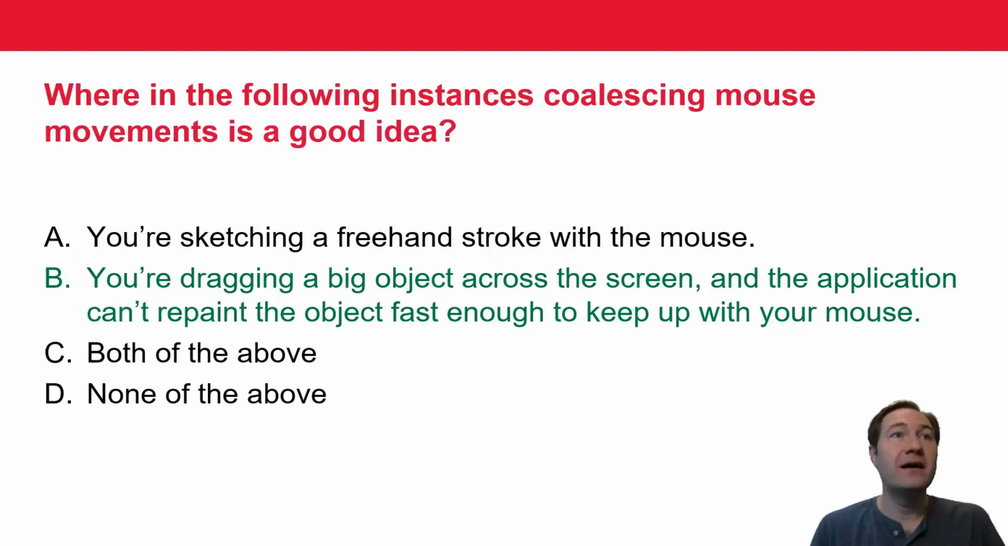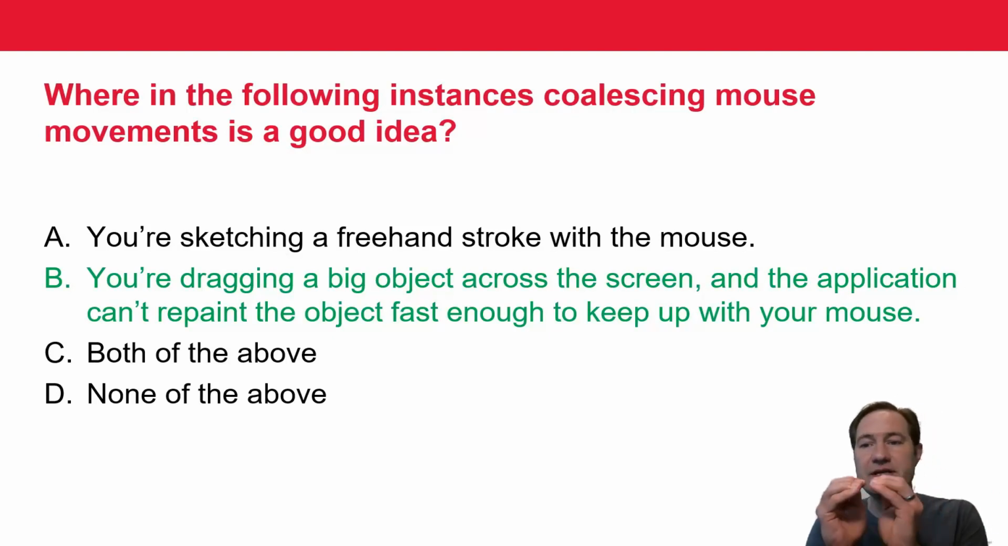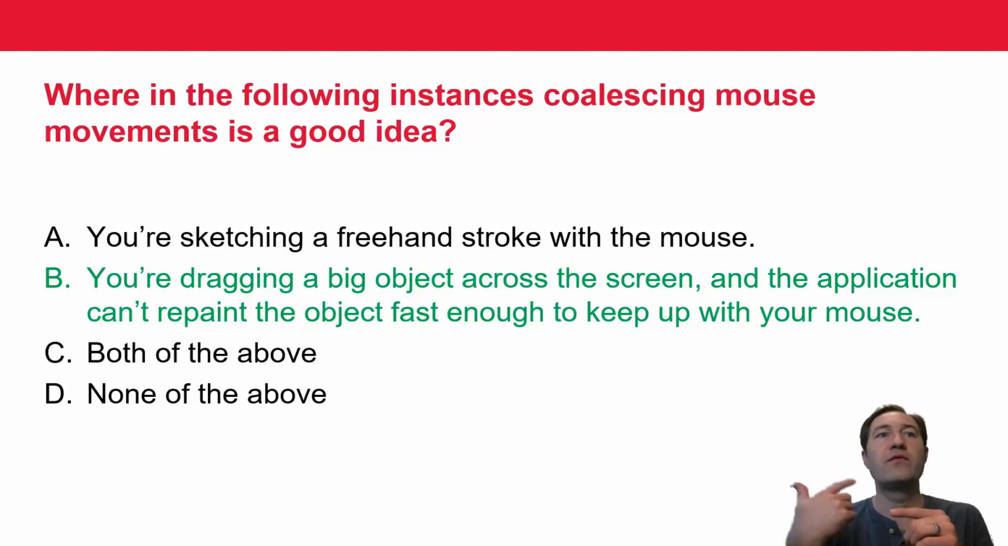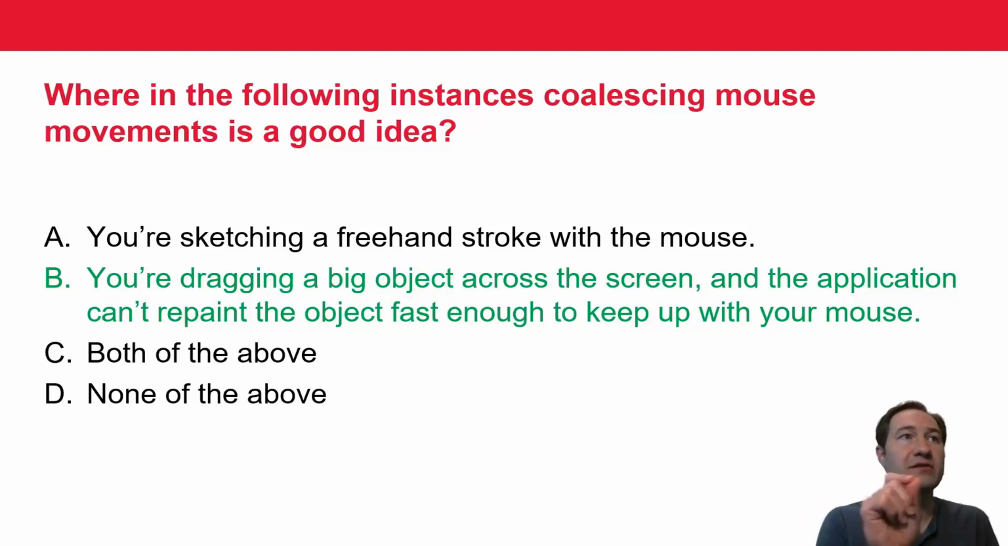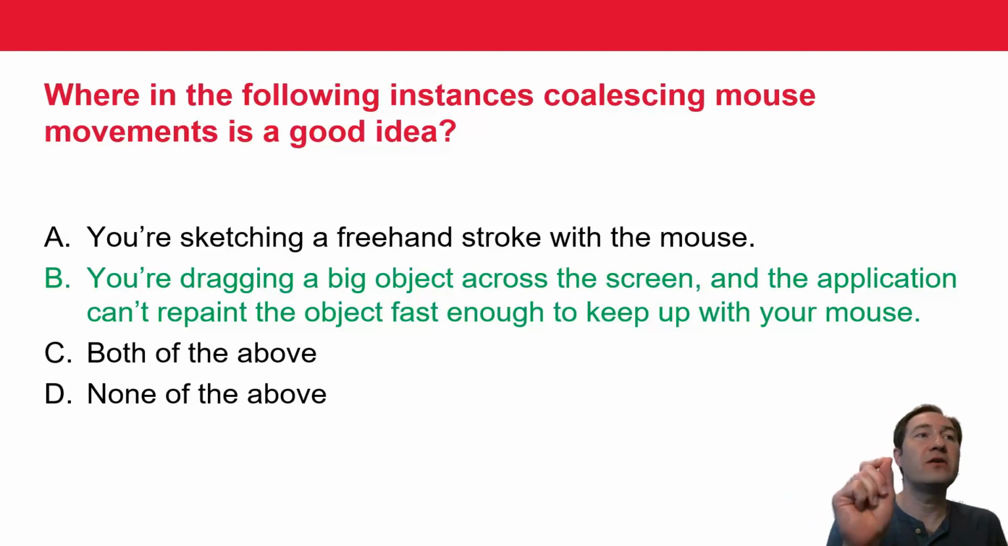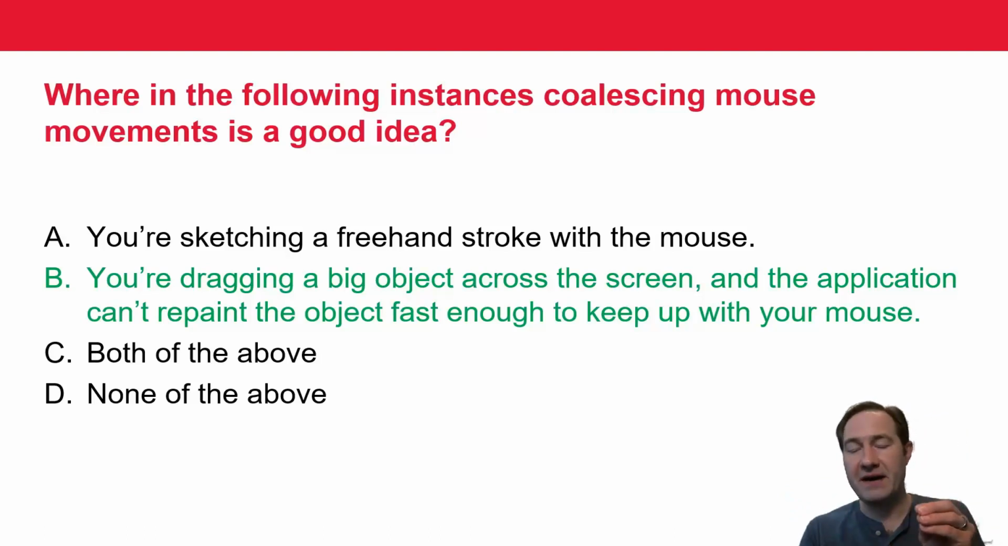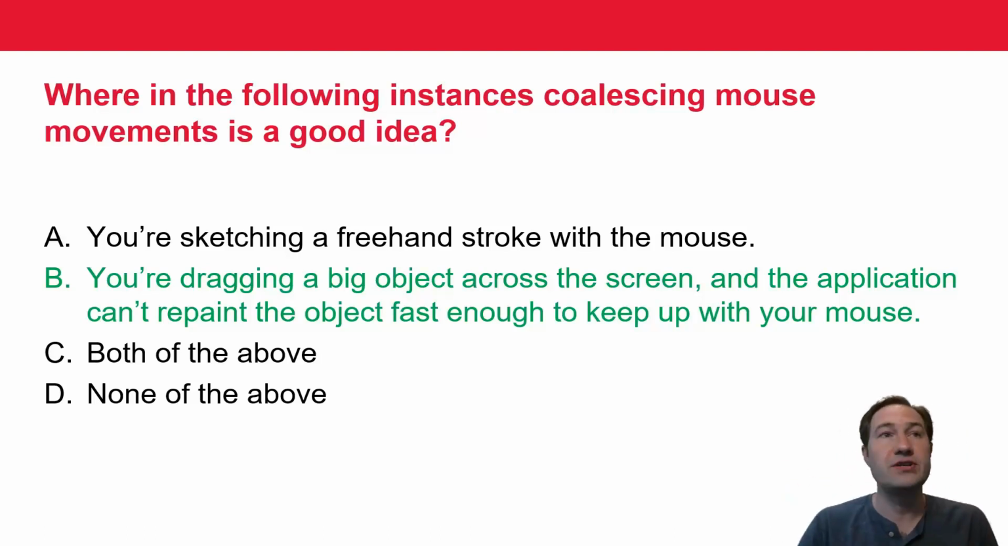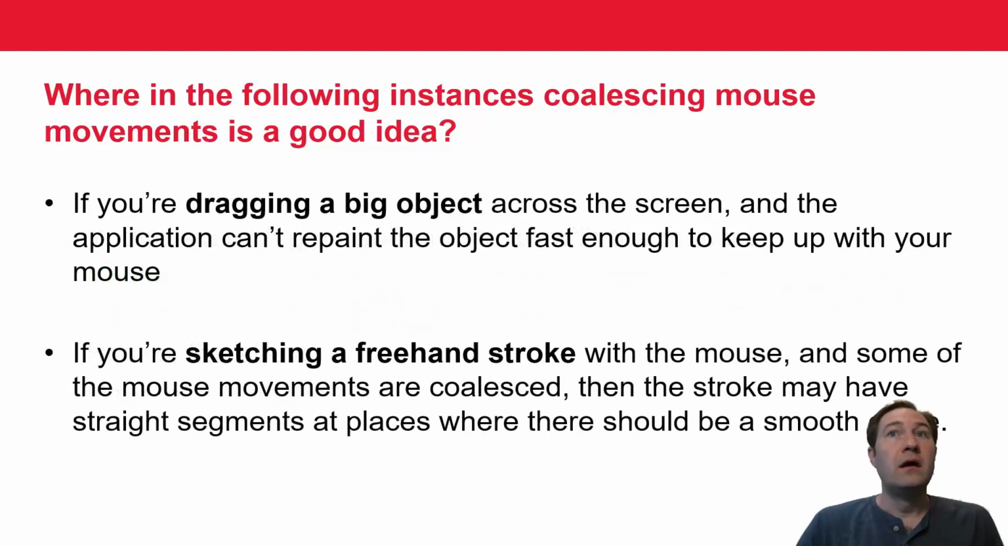When you are dragging a big object across the screen, if you don't coalesce, you're going to get a jittery look, because especially with a big object that takes up a lot of memory, the application isn't going to be able to repaint that object over and over again fast enough to keep up with your mouse as you're dragging it. By coalescing, you can simplify that process and not make your machine redraw over and over again. So that's the first point here.